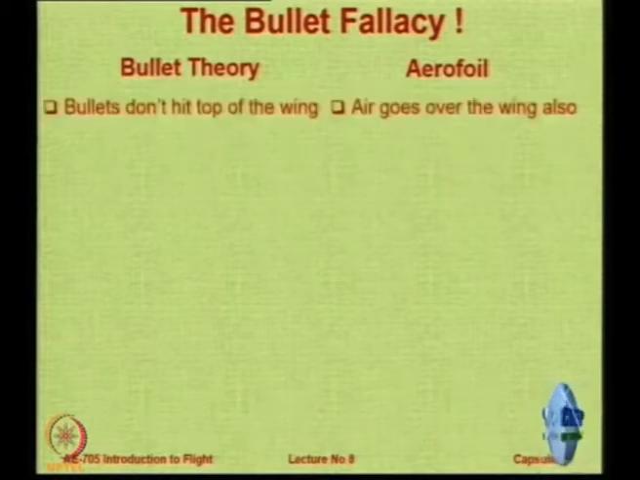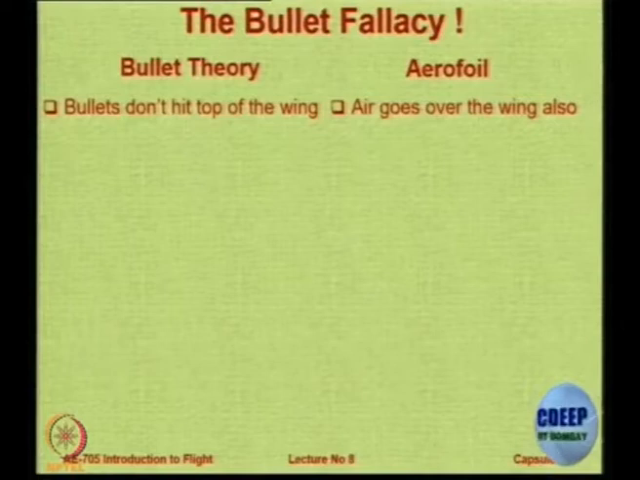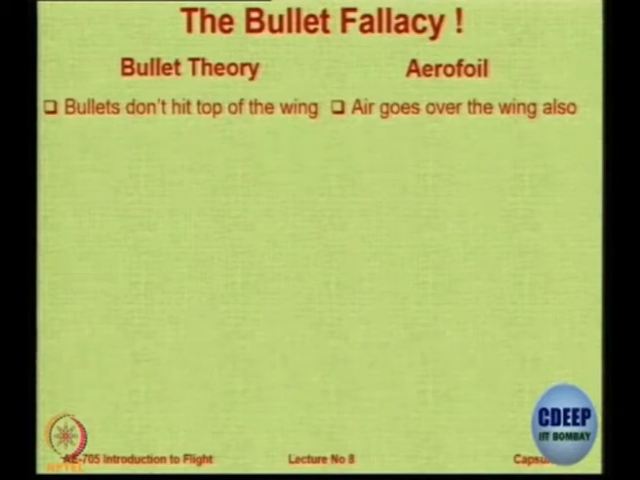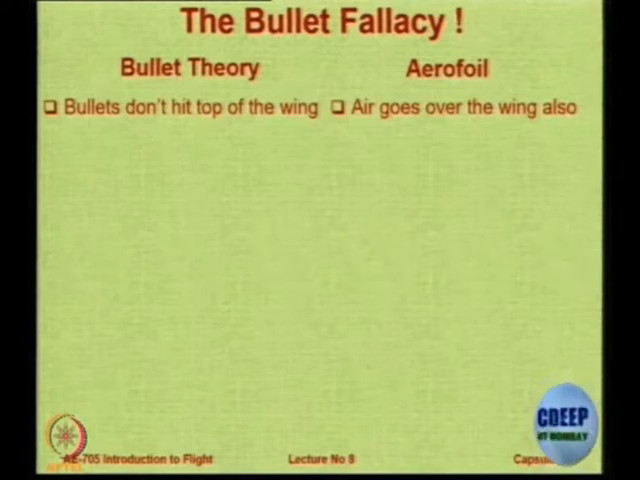The first scenario is that in this particular example, the bullets do not hit the top of the wing, they go above the wing. Therefore, according to this theory, the particles which flow just above the aerofoil should not be disturbed. They should go straight. But we have seen that the particles that are flowing above the wing do not go straight, they also bend down. The particles that go below the wing also bend down. The particles which are very far away from the wing do not bend down. But a particle which is just above the wing also bends down. So this is one place where the bullet theory fails.